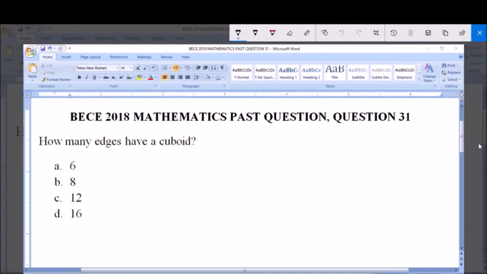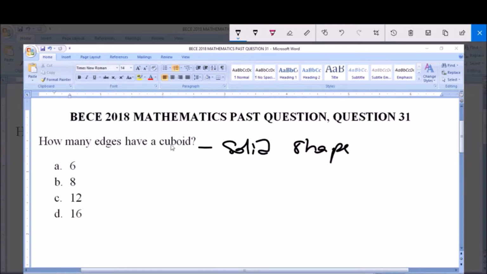Today we're going to be dealing with BECE 2018 Mathematics Past Question, question 31. How many edges has a cuboid? A 6, B 8, C 12, and D 16. You are asked for how many edges a cuboid has, and like we know, a cuboid is a solid shape, because it has depth, length, and breadth. So we refer to it as a solid shape, not a plane shape.